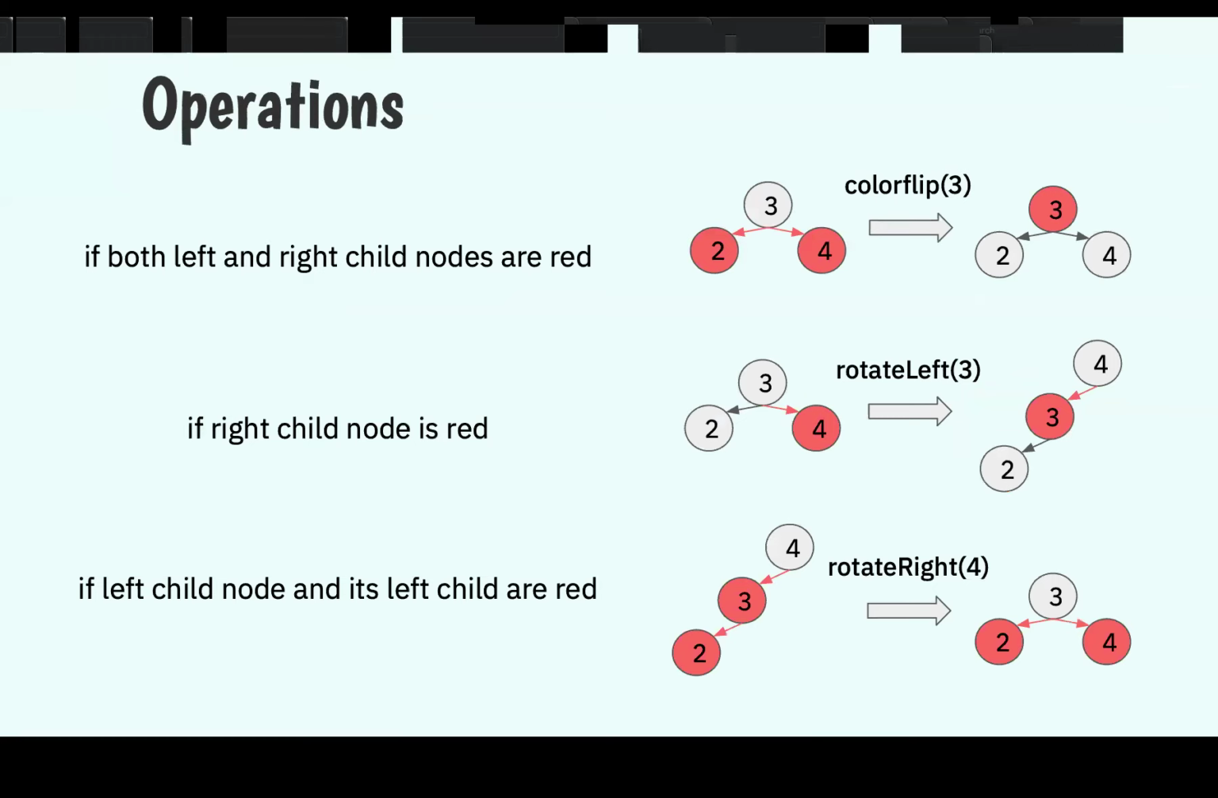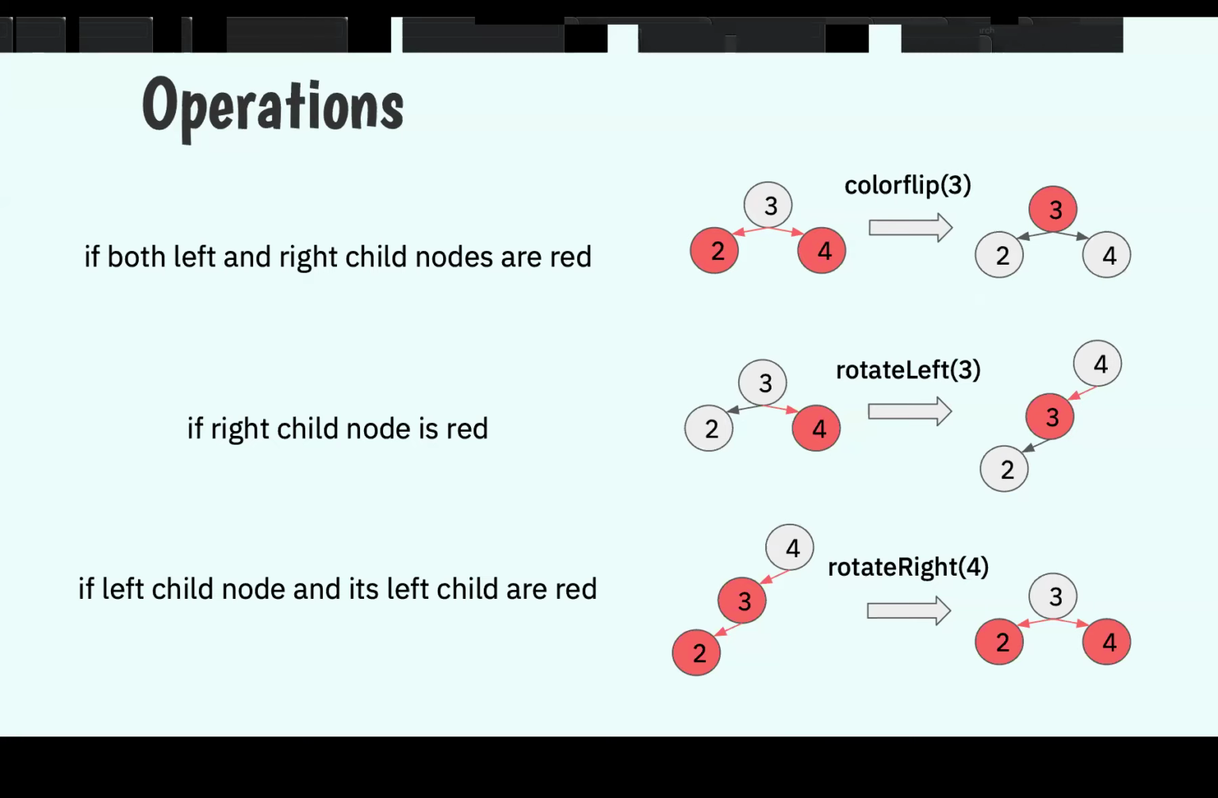Okay, so LLRBs have three main operations. I would say this is really important. Definitely know these, maybe put them on your cheat sheet too. If both left and right child nodes are red, this violates the fact that we can only have one red link. So we're going to go ahead and institute a color flip on the parent node.